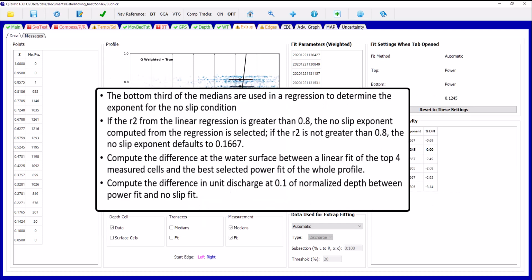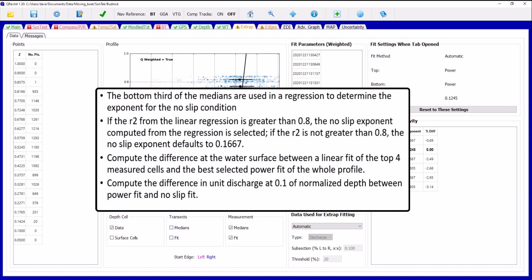The bottom third of the medians are used in a regression to determine the exponent for the no-slip condition. If the R-squared from the regression of the no-slip condition is greater than 0.8, the no-slip exponent computed from the regression is selected. If the R-squared is not greater than 0.8, the no-slip exponent defaults to 0.1667.